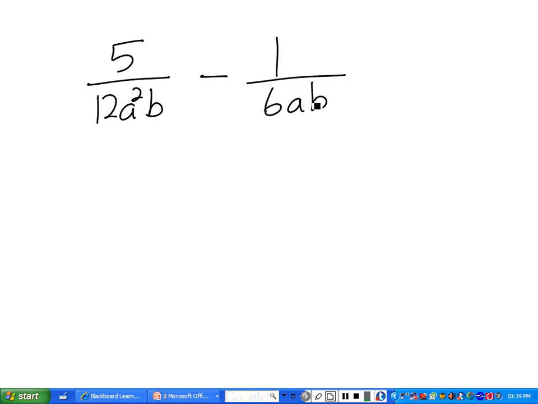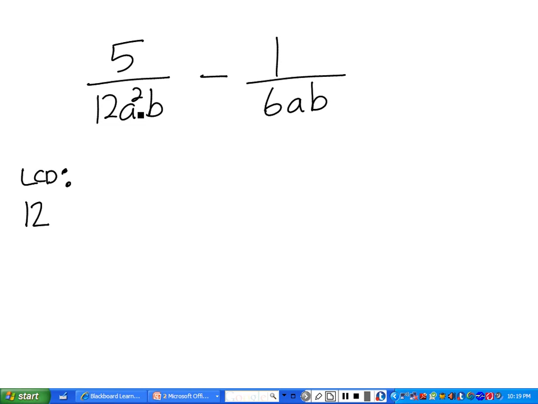Okay, let's try 5 over 12a squared b minus 1 over 6ab. We're subtracting a rational expression, so anytime we're adding or subtracting fractions, we must come up with the LCD. Now I have 12 and 6 out of the numbers. I can get 6 to be 12, so I know 12 is a part of my LCD.